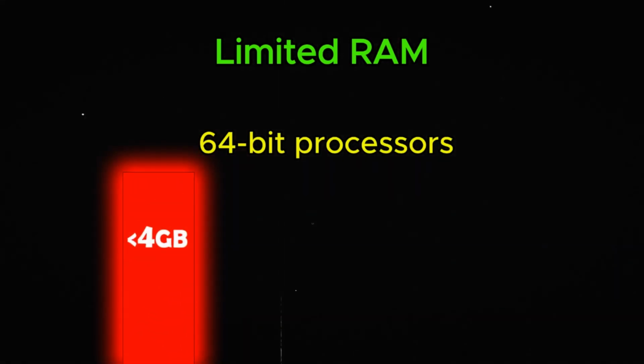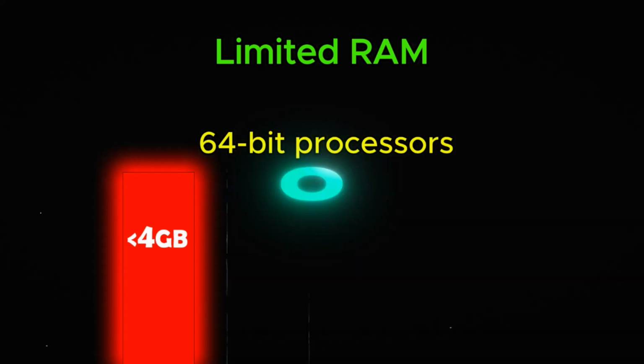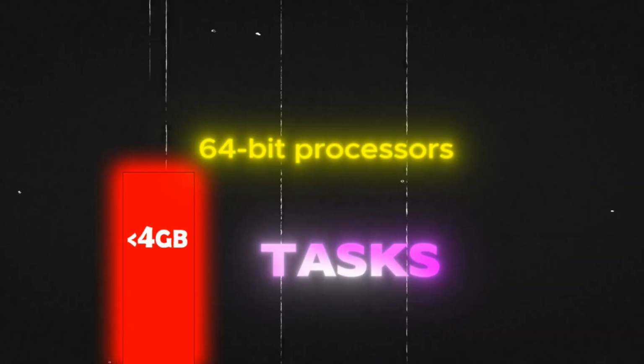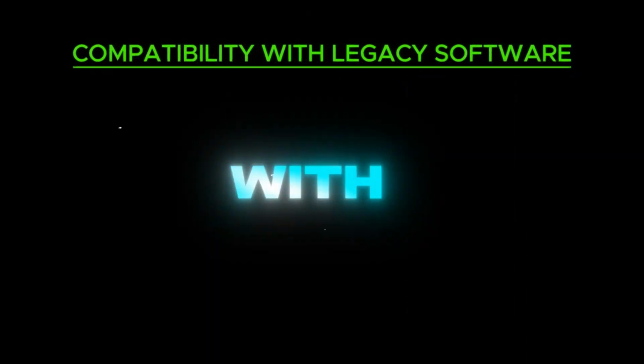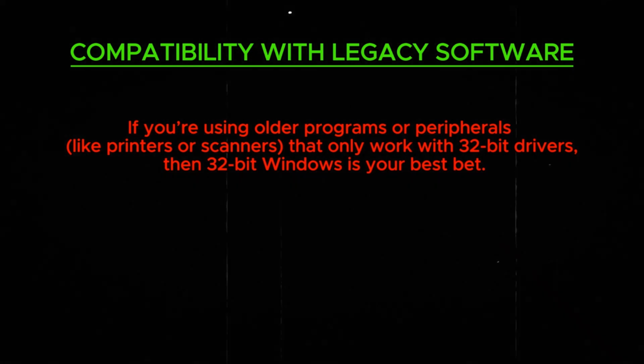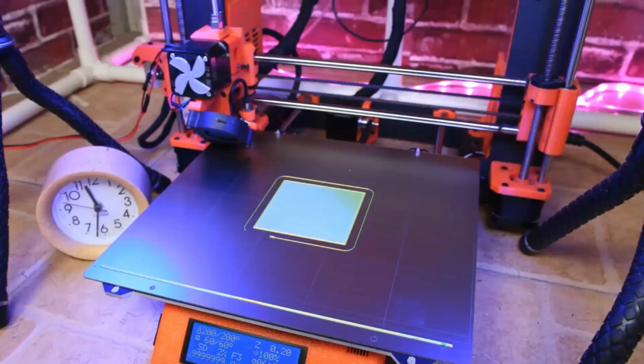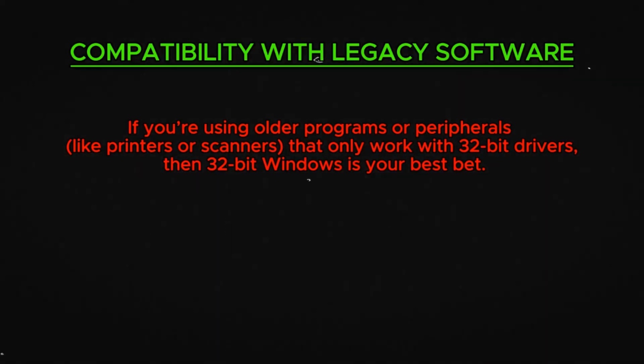Limited RAM. If your system has 4 gigabytes or less of RAM, a 32-bit OS can perform adequately for tasks like browsing, light office work, and streaming. Compatibility with legacy software. If you're using older programs or peripherals like printers or scanners that only work with 32-bit drivers, then 32-bit Windows is your best bet.